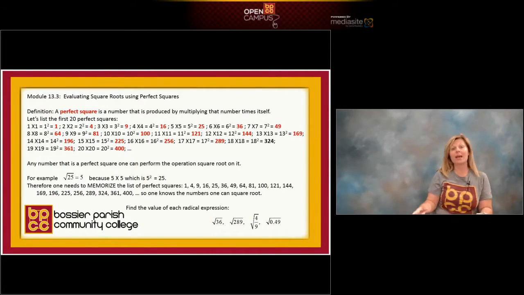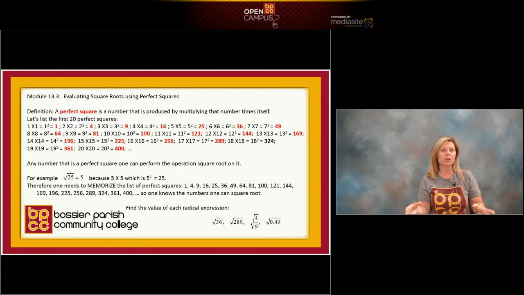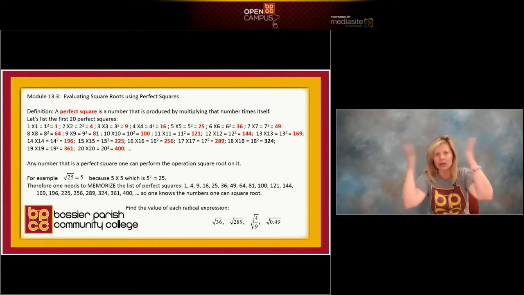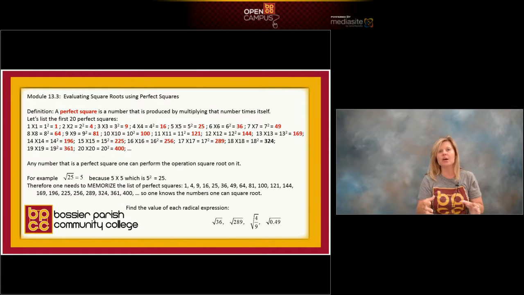Welcome back. Our goal in this module is to perform the operation square root on real numbers. Before we can perform the operation square root, we need to understand which numbers we can take the square root of very easily in our head, without needing the aid of a calculator. And these numbers have a special name. They are called perfect square numbers.